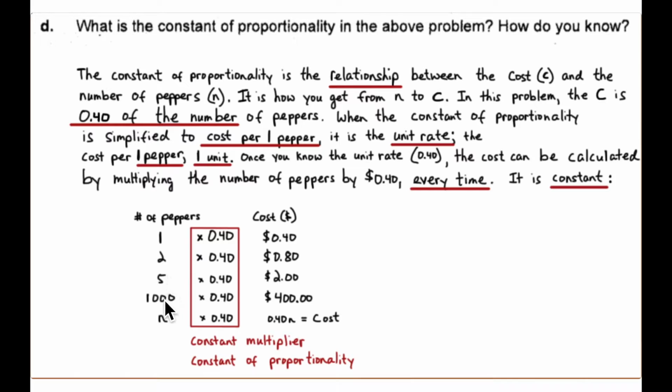So number of peppers, one pepper times 40 cents is 40 cents. 2 peppers times 40 cents is 80 cents. 5 times 40 cents, 1,000 times 40 cents. Doesn't matter what it is. N times 40 cents is 40 cents times N is the cost. It is a constant multiplier. You can think of this as a factor or a multiplier every single time. It is the constant of proportionality.